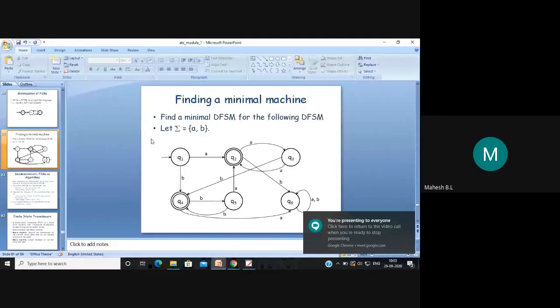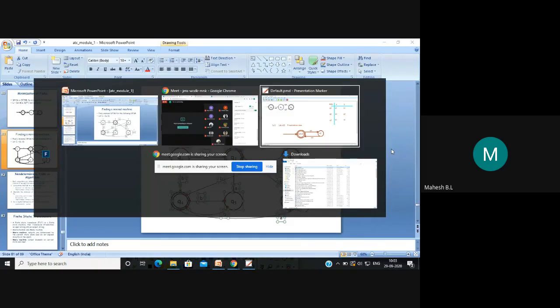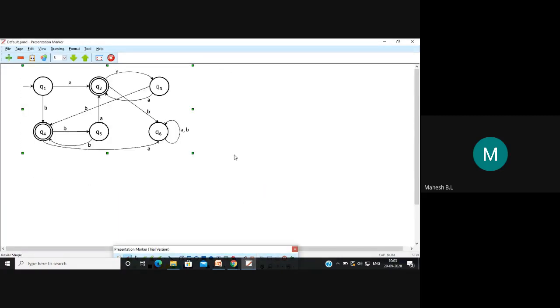Okay, so we'll consider the next example. One DFSM is given over the alphabet A comma B, and we need to find the minimal DFSM for this. Okay, let's see. This is the given DFSM. First I'm going to draw the transition table.